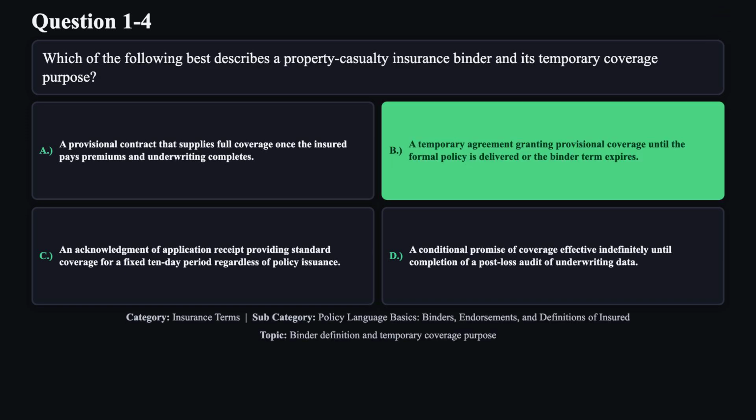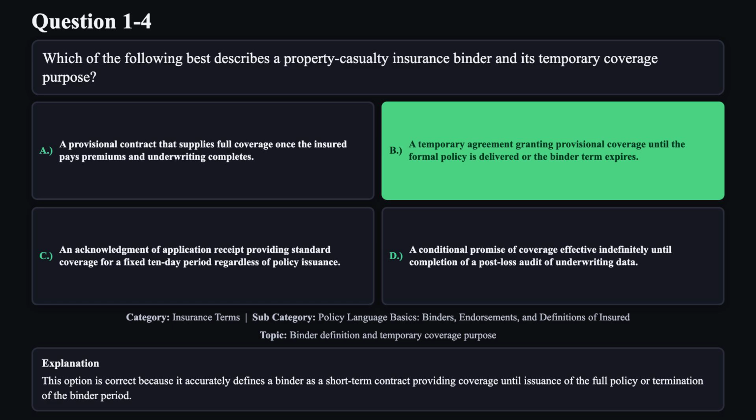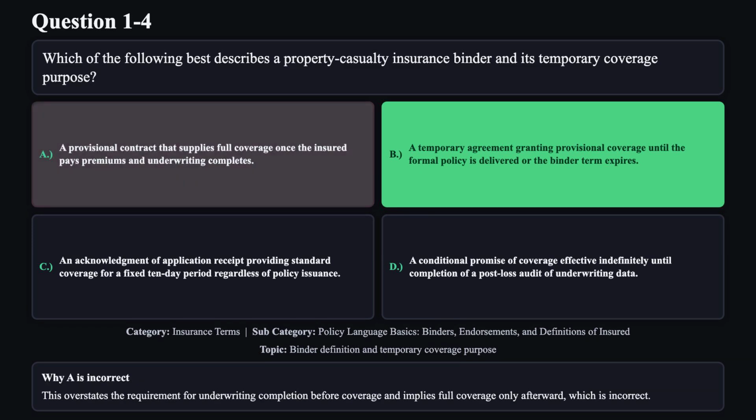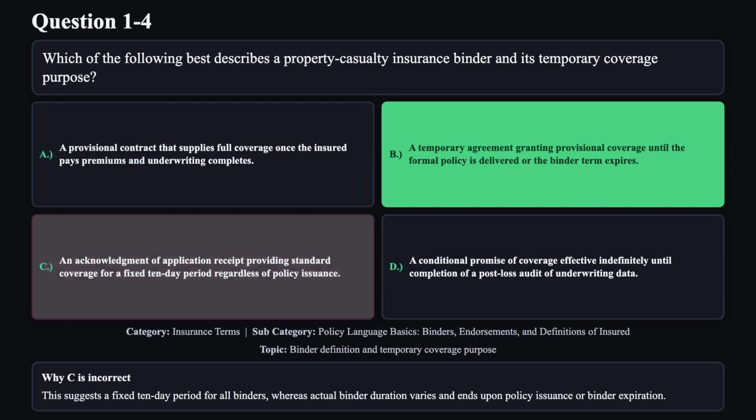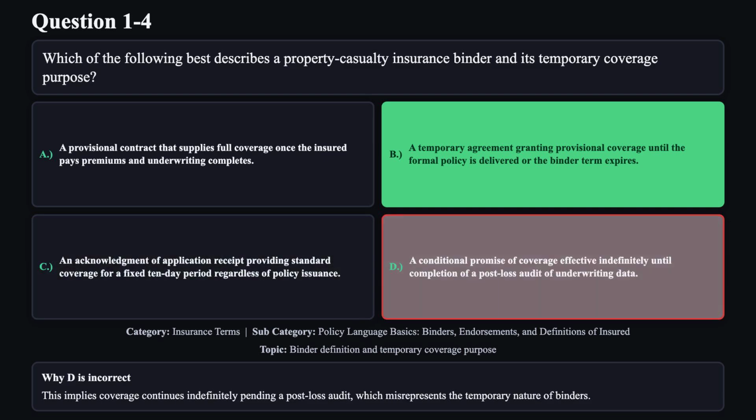The correct answer is B. This option is correct because it accurately defines a binder as a short-term contract, providing coverage until issuance of the full policy or termination of the binder period. Reason A is not correct. This overstates the requirement for underwriting completion before coverage and implies full coverage only afterward, which is incorrect. Reason C is not correct. This suggests a fixed 10-day period for all binders, whereas actual binder duration varies and ends upon policy issuance or binder expiration. Reason D is not correct. This implies coverage continues indefinitely pending a post-loss audit, which misrepresents the temporary nature of binders.